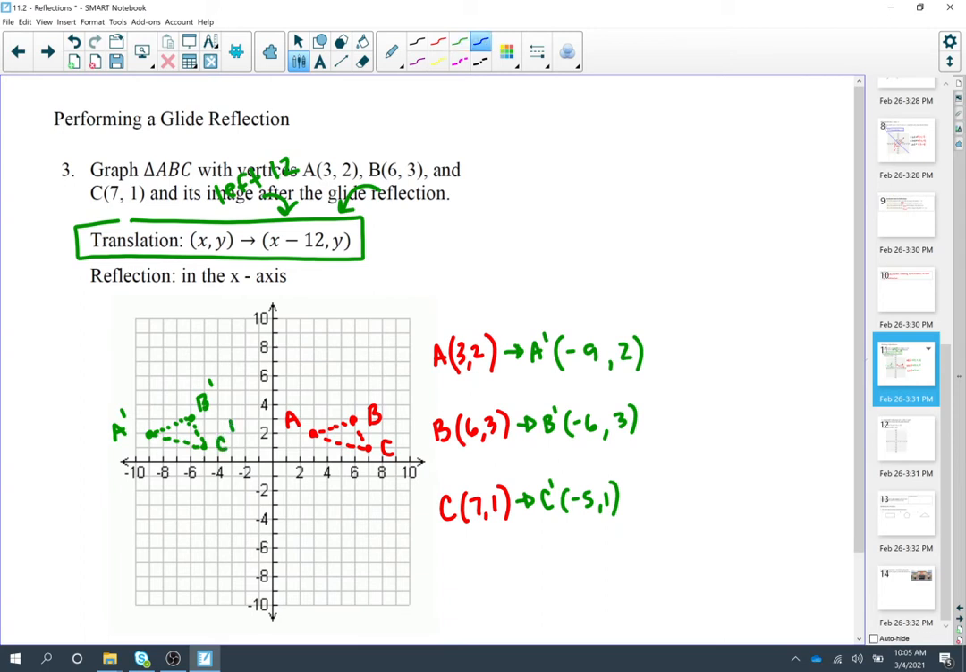At this point, we then need to do our reflection, which they're saying, let's do our reflection in the x-axis. So the x-axis is right here. So now we have our green figure, and we're going to reflect it down. Now, if you remember your rule for this reflection, you can absolutely use it, but I'm just going to look at it on the graph. So A double prime, if I reflect down, it's 2 away. So I put it 2 away, which puts me at negative 9, negative 2.